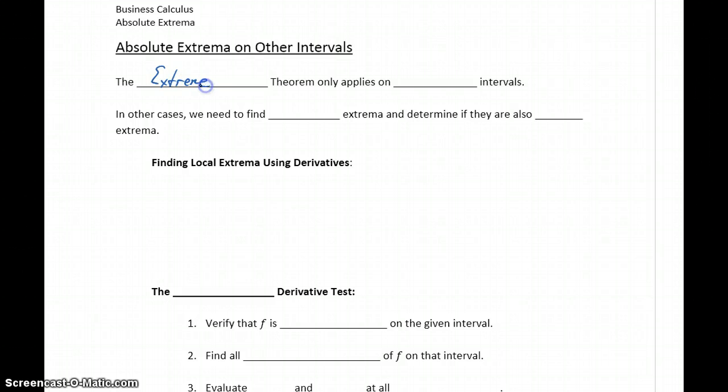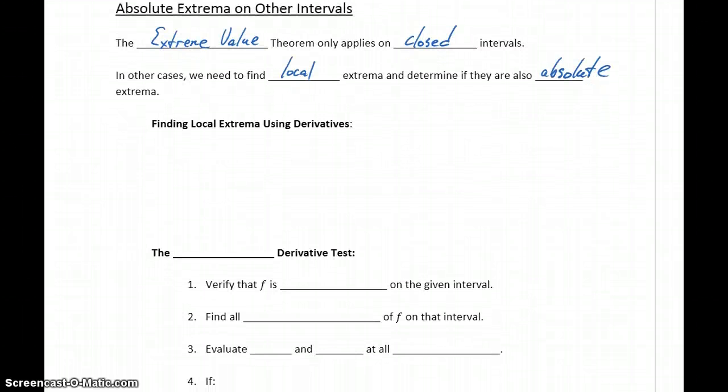So the extreme value theorem that we introduced, that method of just identifying a few key points and plugging them all into the function, is only going to work when we're looking at closed intervals. So if we're looking at open intervals or intervals that are only closed on one end, we're going to have to consider some other cases. So essentially what this will come down to is finding any local extrema and determining if they're also absolute extrema.